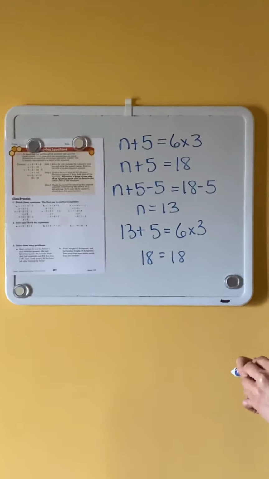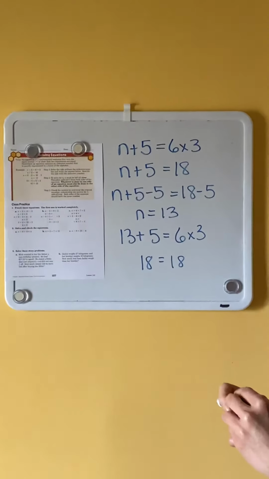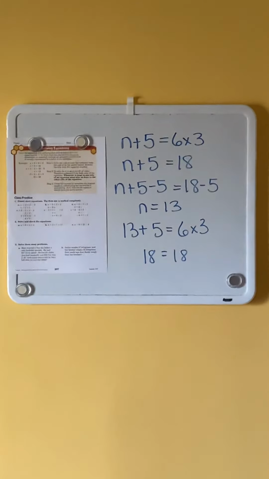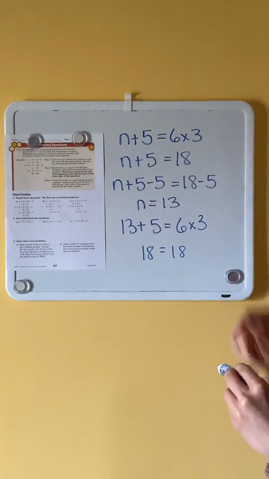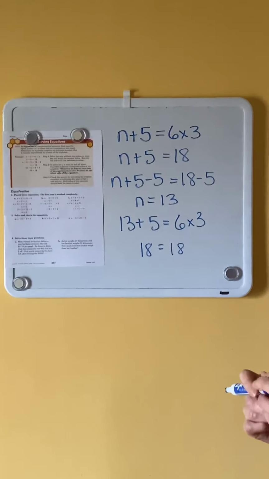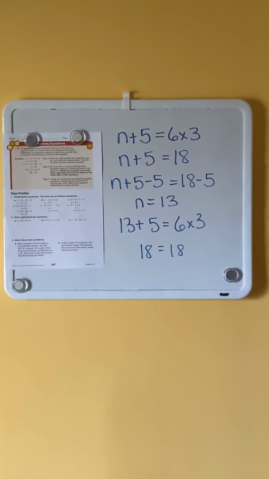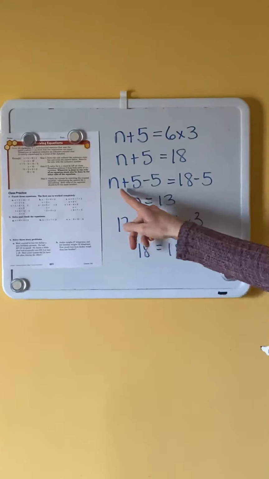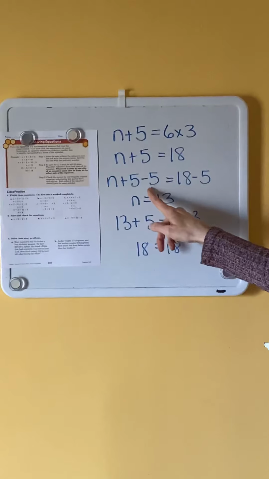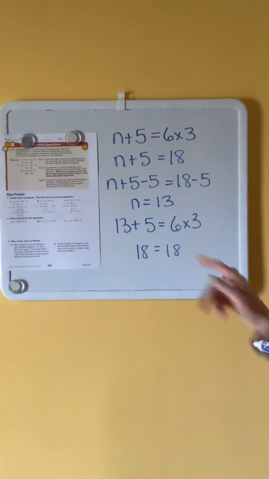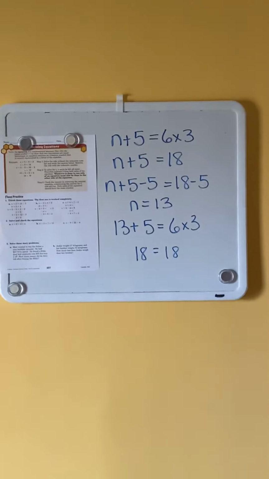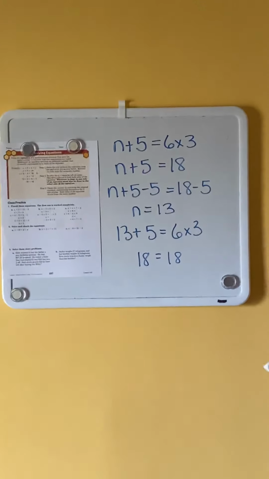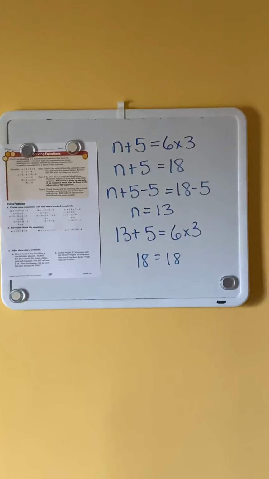Next, step 2 says we have to solve for n because n must be left alone or by itself. So because we have n plus 5, we have to do the opposite to get n by itself. We have to subtract 5. So now we write n plus 5 minus 5, but if we subtract 5 on one side, we also have to subtract 5 on the other side. So then we also write 18 minus 5.